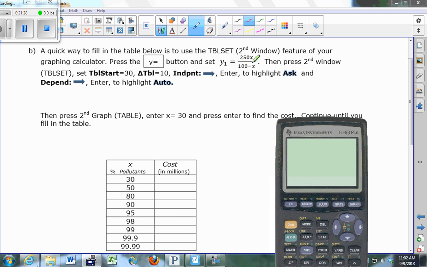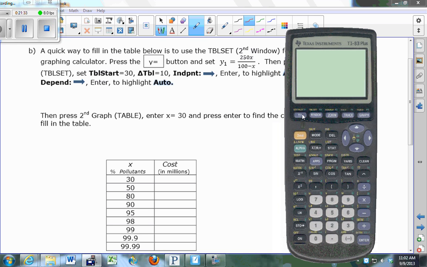All you have to do is put your expression into the y, in any of your y expressions. So over here you see this little y equals button. So first of all, let me turn on my calculator. Okay, you hit y equals. Now notice you've got a lot of y variables. You can pick any one you want. I'm just going to use y1, y sub 1. That's how we read that, y sub 1. And I want to enter 250x divided by the binomial 100 minus x.